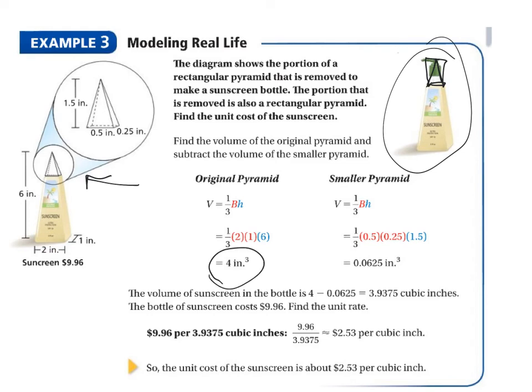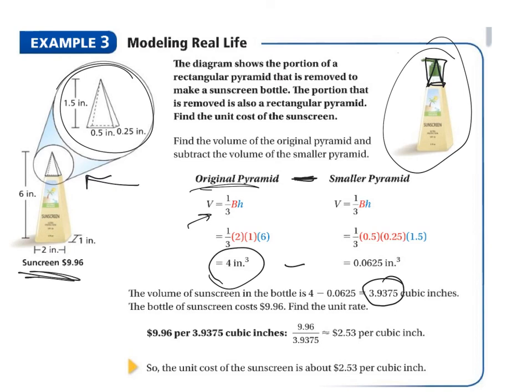So the original pyramid, when we plug all these dimensions into our formula, if we had the top still, then it would be 4 1/3. Well, since I had to put the pump on the sunscreen, I had to take that part off. So I'm basically taking the original minus, that's a minus sign, minus the smaller side, which when you figure it out is this smaller side. So I take 4 minus this 0.0625, and I end up with 3.9375.